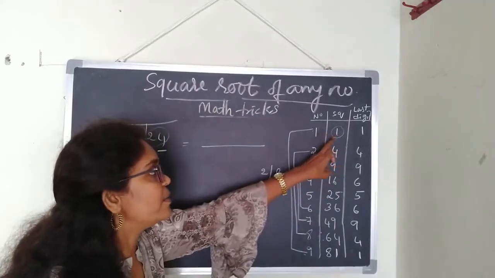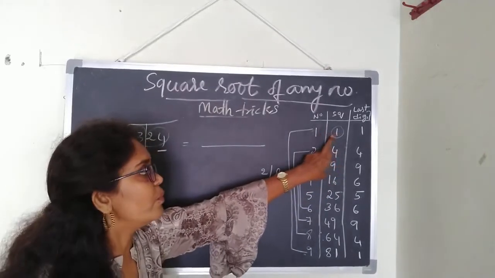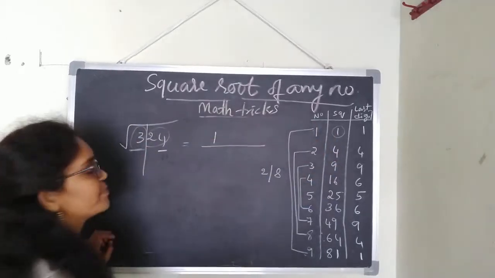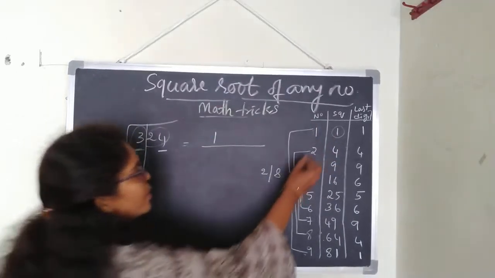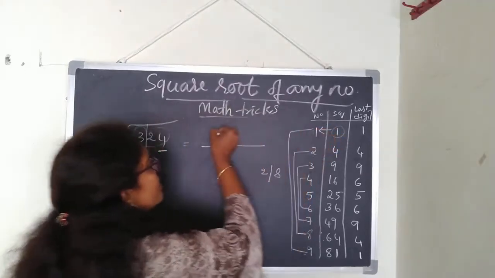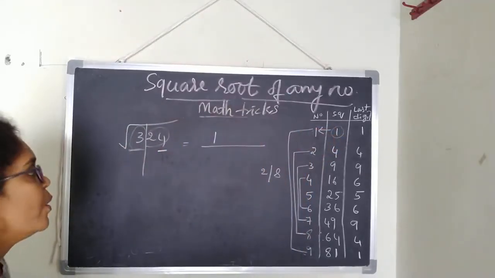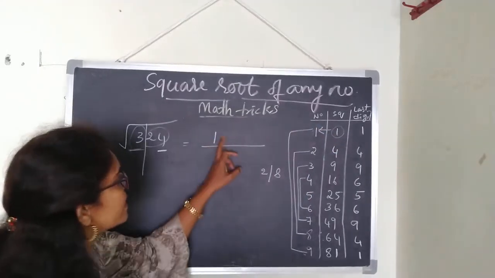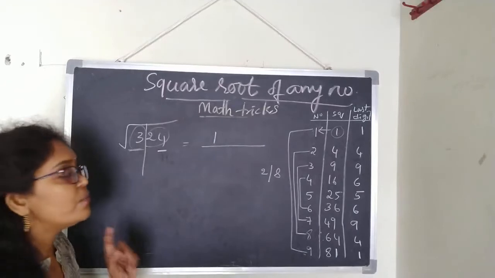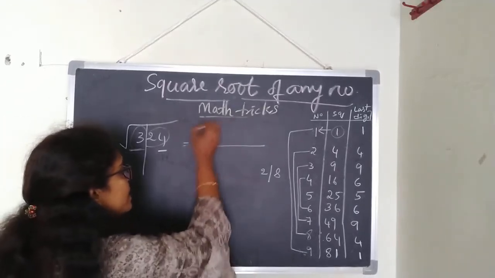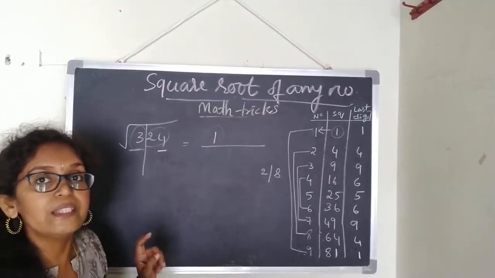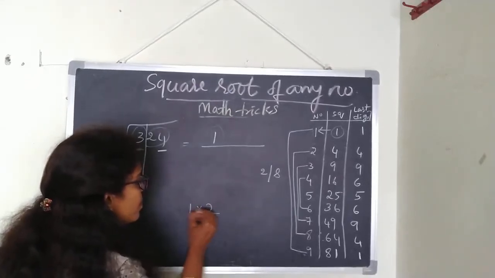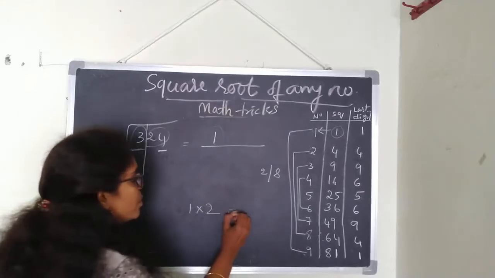Whose square is 1? 1 square. So we take 1 here. The square value is 1, so we take the 1 here. And then next we have to multiply. What is the next digit here? We don't know. To find it, whatever digit we got, we multiply with the next number. So 1 into the next number of 1, that is 2. 1 twos are 2. 2 comes.